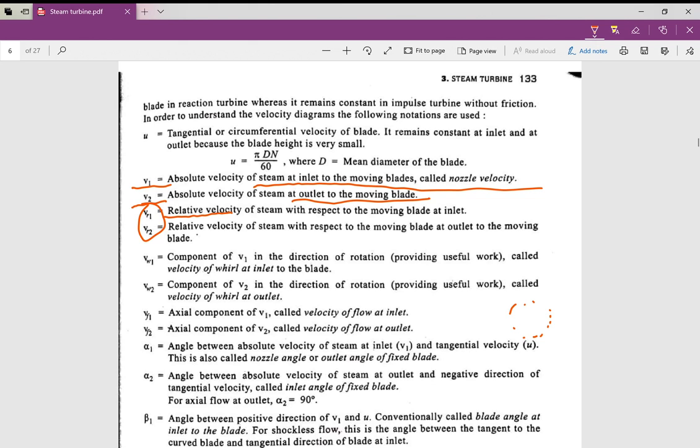Since both the blade as well as the steam are having speed, in the practical case the steam will hit any turbine blades with a relative velocity, and hence relative velocity comes into the picture. So VR1 is the relative velocity at the inlet of the blade, and VR2 is at the outlet of the blade.